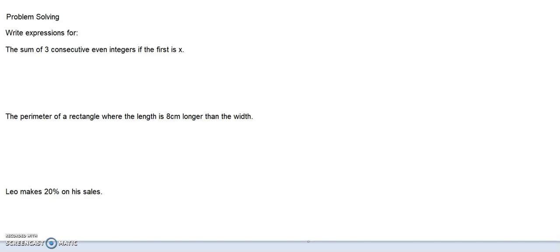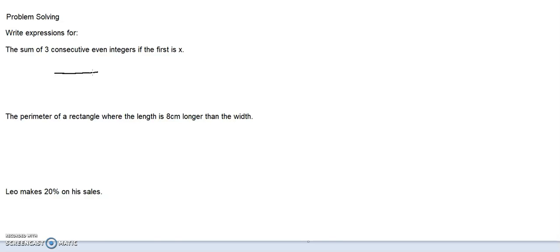Okay, in this section we're going to do some problem solving, and to start with we're going to set up the algebraic expressions that we're going to need to actually solve the problems. Okay, so this first part we're just going to write the expressions. So the first one is the sum of three consecutive integers if the first is x.